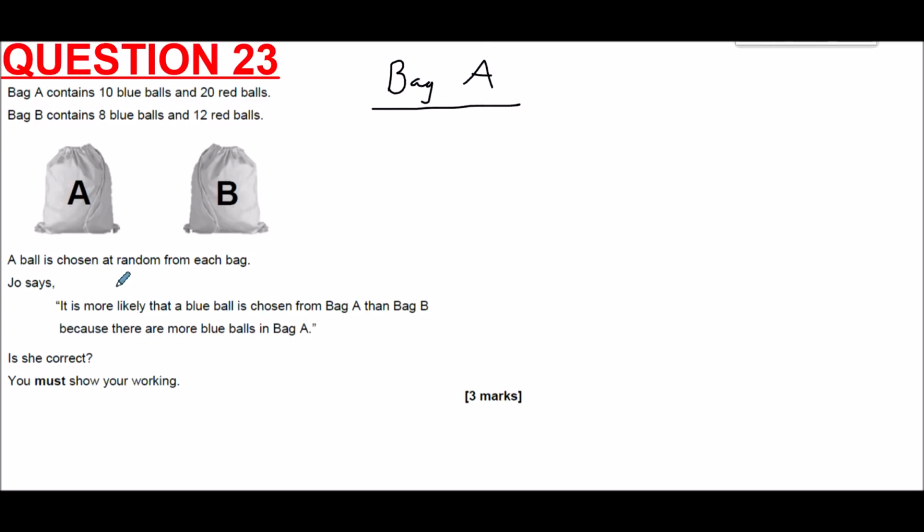So in bag A, it mentions blue balls here. So in bag A, there's 10 blue balls and 20 red. So in bag A, there's 30 balls altogether. So in bag A, 10 out of 30 balls are blue.